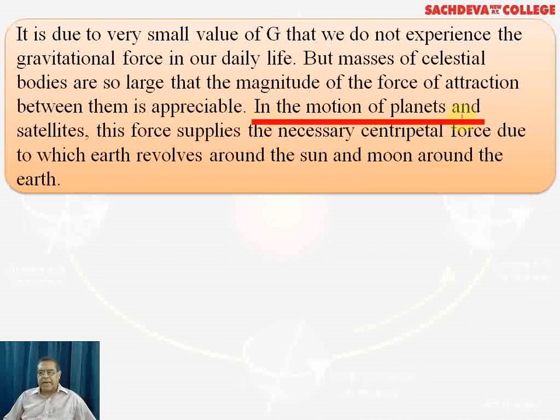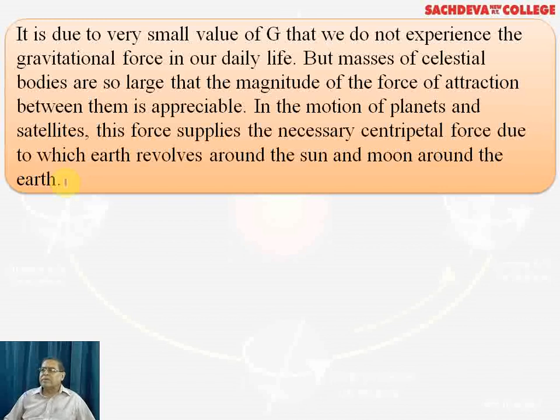In the motion of planets and satellites, the force supplies the necessary centripetal force, due to which the earth revolves around the sun and the moon around the earth. So when we say that the earth is revolving around the sun, the gravitational force between sun and earth provides the necessary centripetal force to the earth so that it revolves around the sun.